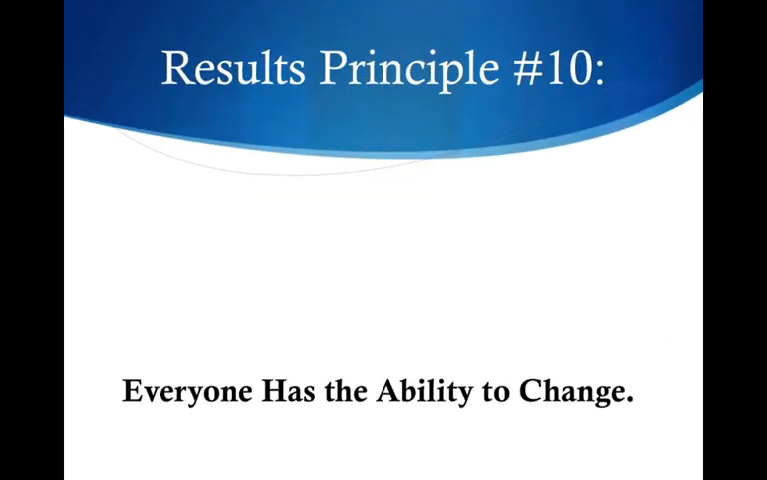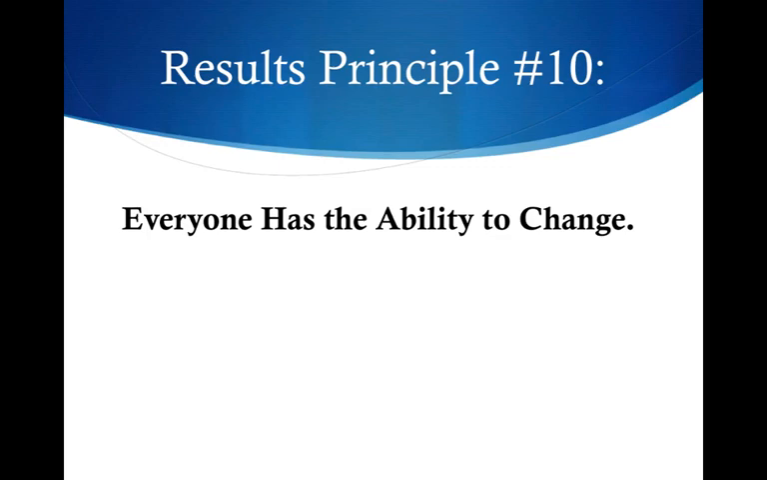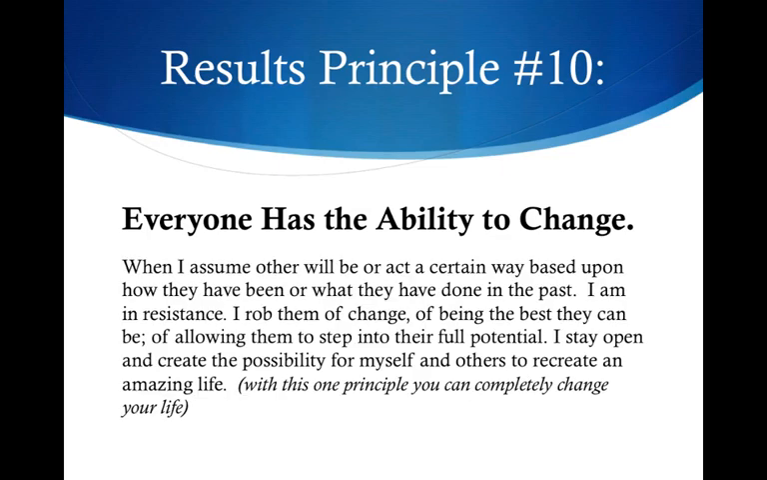Result principle number 10: Everyone has the ability to change. When I assume others will be or act a certain way based upon how they have been or what they have done in the past, I am in resistance. I rob them of change, of being the best they can be, of allowing them to step into their full potential. I stay open and create the possibilities for myself and others to recreate an amazing life. This one principle can change your life completely.